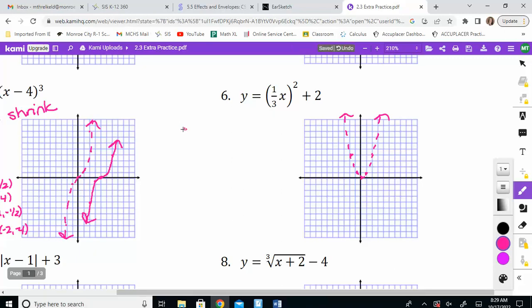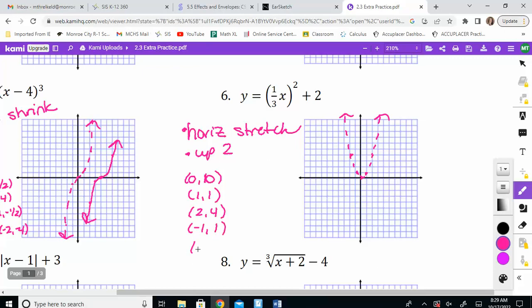Okay, a 1/3 on the inside, what does that do? It's a horizontal stretch. And the +2? So inside changes x and does the opposite of what it says. So what am I actually going to do to my x's? Times 3. So 0, 0 wouldn't go anywhere, but then we have to go up 2.